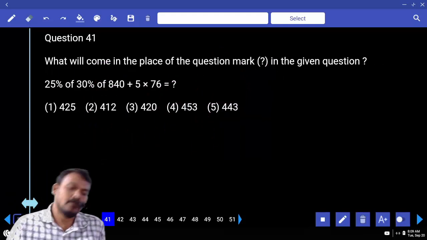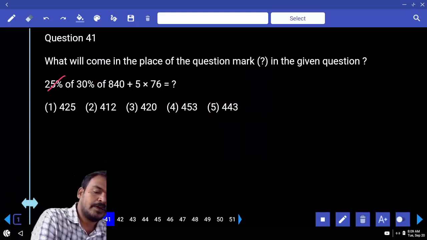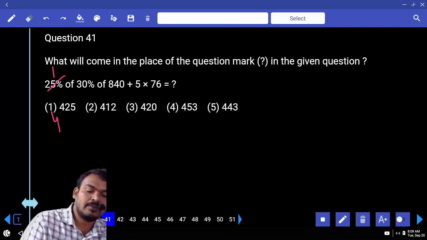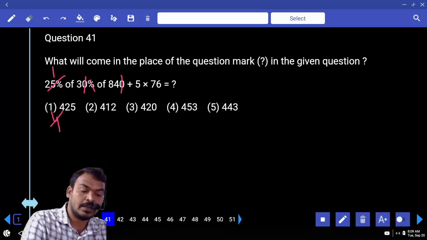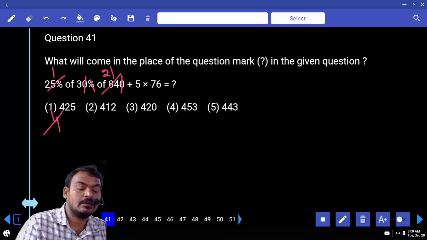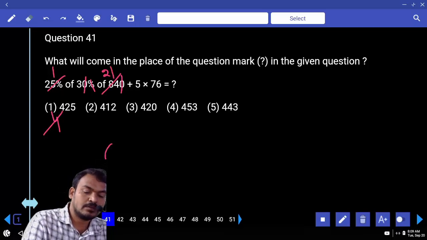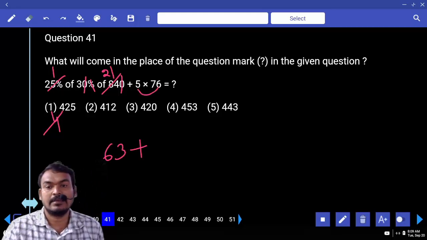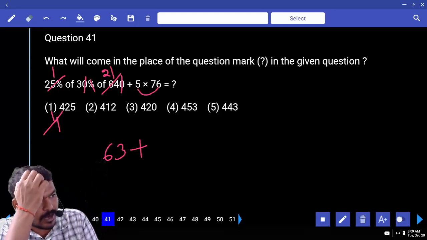Next question number 41. Simplifications. What is 25%? Nothing but 1 by 4. 30% of 840 means the percentage's 2 zeros are cancelled. 4 times how many? 84. 21 into 3 or not? How much? 63 plus 5 into which one? 76. Nothing but 10 times half value or not?